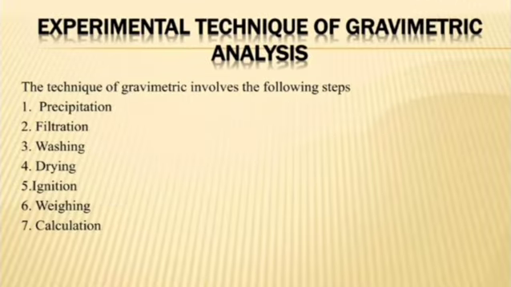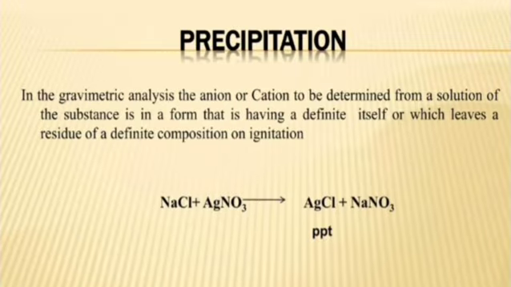Experimental techniques. The techniques of gravimetric analysis involve the following steps. The first one: precipitation, filtration, washing, drying, ignition, weighing and calculation. First one: precipitation. In gravimetric analysis, the anion or cation is to be determined from the solution of the substance in the form which has a definite composition itself or which leaves a residue of definite composition on ignition. So when sodium chloride reacts with silver nitrate, it gives silver chloride and sodium nitrate. So here the precipitate is silver chloride.